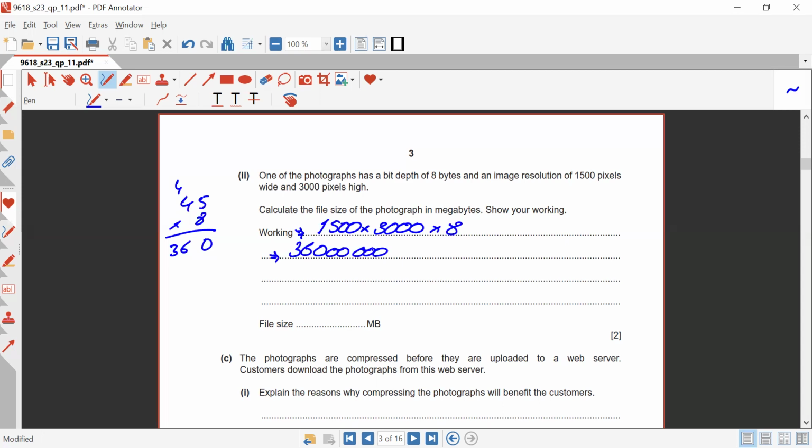Okay, now this is the bytes. But we need to convert these bytes into megabytes. So we need to divide this answer first of all by 1000 for the kilobytes and again by 1000 for megabytes. That means divide by 6 zeros. Okay. So that means 3 zeros will cancel these 3 zeros. The remaining 3 zeros will cancel these 3 zeros. And finally, we will be getting 36 megabytes as an answer over here.